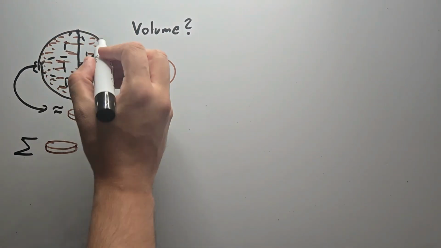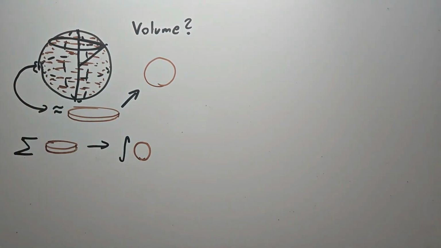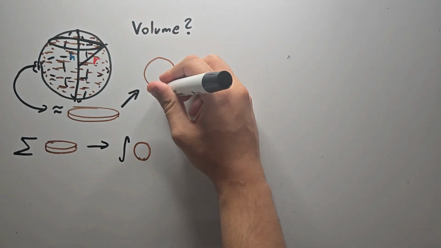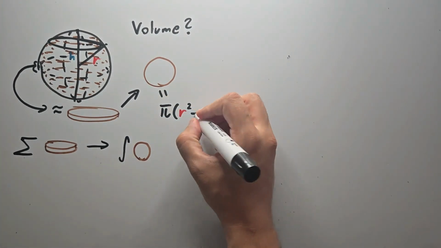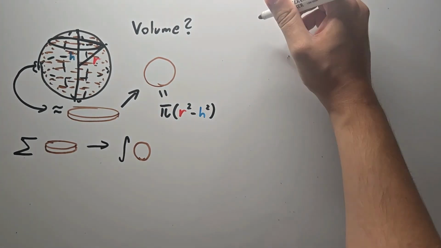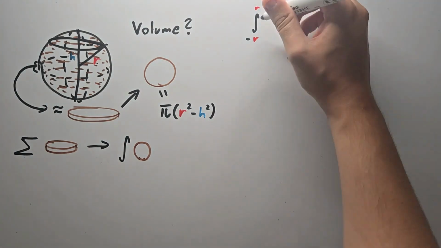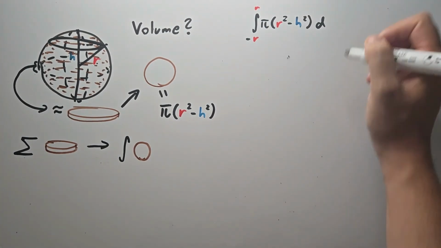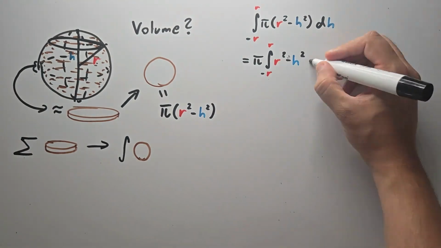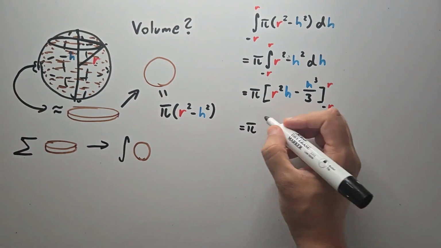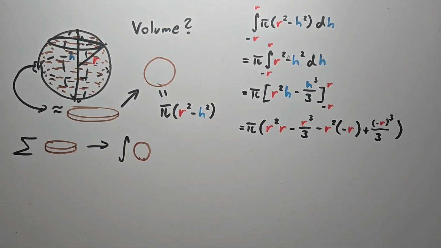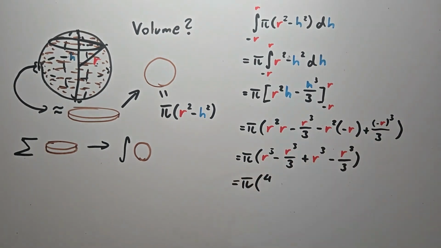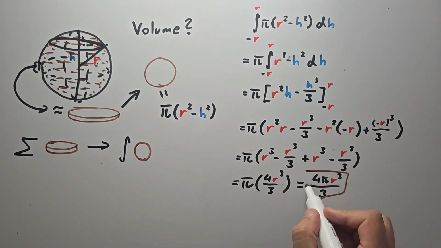And again, using Pythagoras' theorem, we can find the radius of any circle at any given height, and therefore find its area. And again, we'll take the integral of this expression with respect to h, as h goes from negative r to r. And skipping through the calculations, we get that the answer to this integral is 4 pi r cubed over 3. And this is the volume of our sphere.